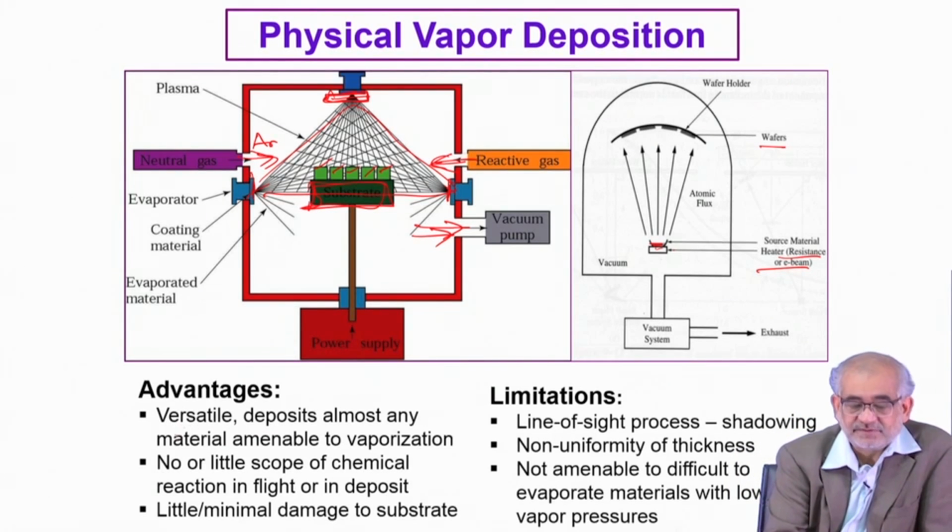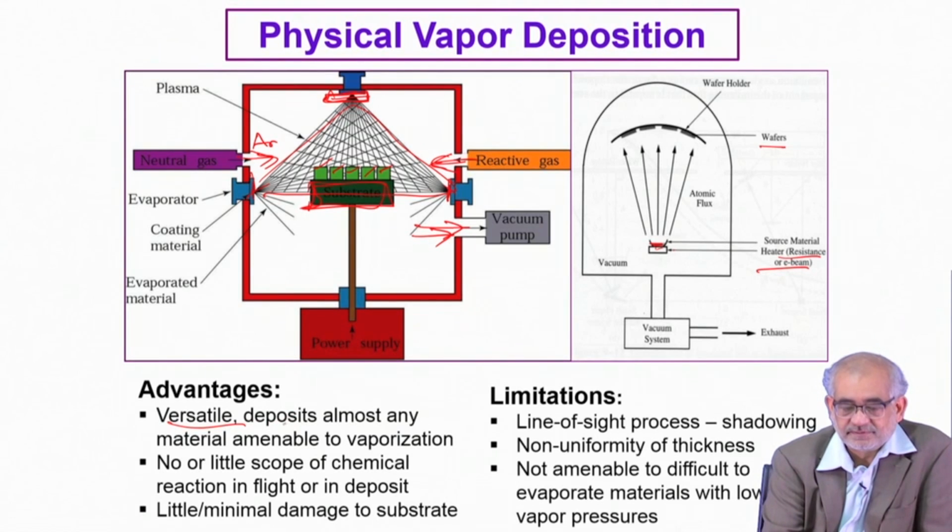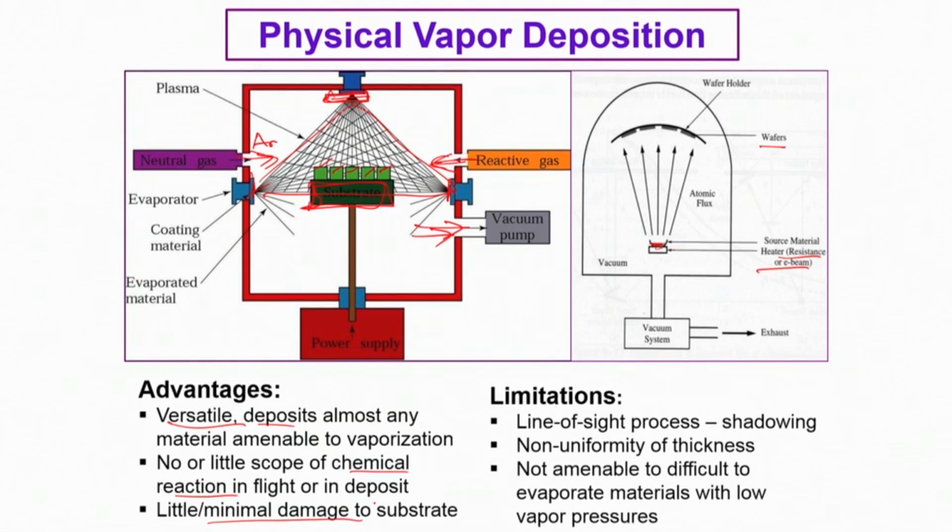So you have multiple advantages. This is a very versatile process, and you can deposit almost any material which goes to the vapor state. There is very little chance of chemical reaction. In fact, you can avoid chemical reaction completely, in flight or in deposit, and there is very little damage to the substrate, because the substrate is at room temperature or near room temperature. The chamber inside gets heated up a little bit, but not very high.